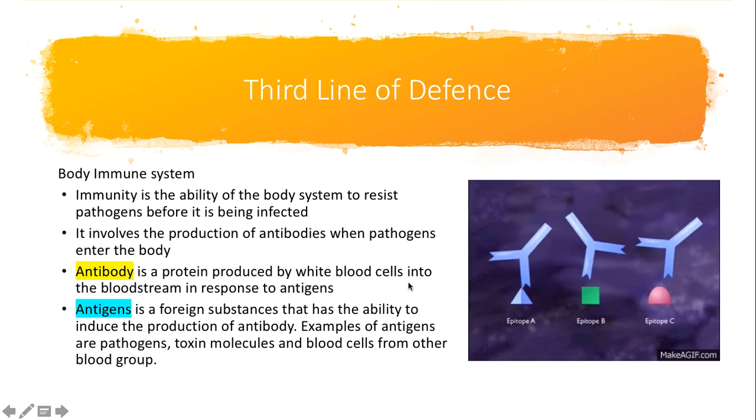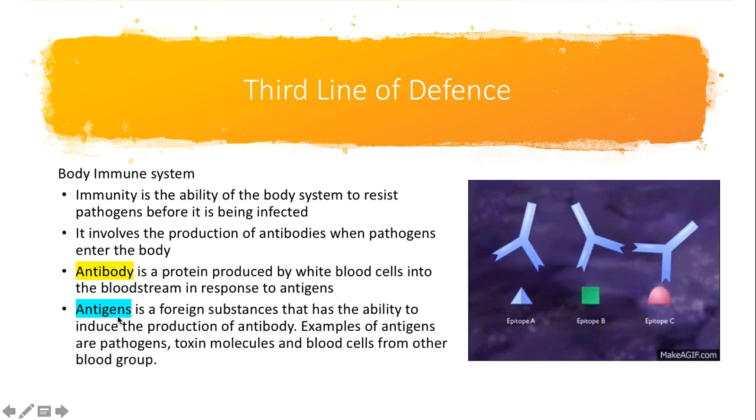Antibody is a protein produced by white blood cells into the bloodstream in response to antigen. Antigen ni is basically a foreign substance that has the ability to induce the production of antibody. Kalau pathogen adalah apa-apa sahaja yang boleh menyebabkan penyakit, antigen pula adalah apa-apa sahaja yang boleh induce ataupun merangsang penghasilan antibody dalam badan manusia. Sebab antibody ni yang ada ability untuk bunuh pathogen. Okay, apa-apa sahaja yang boleh induce production of antibody, kita panggil sebagai antigen.